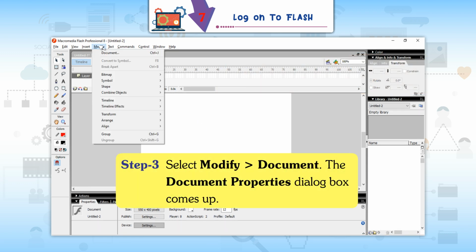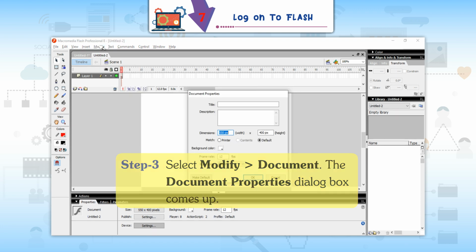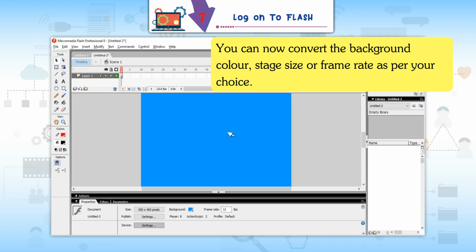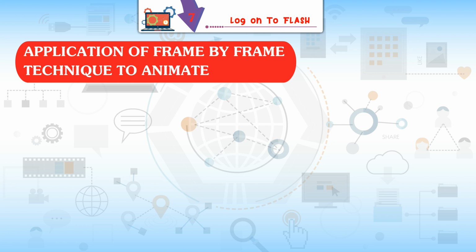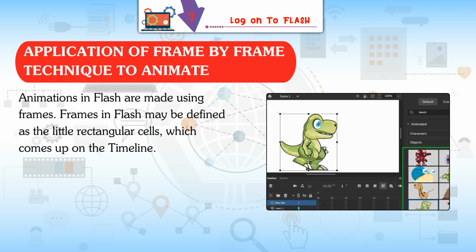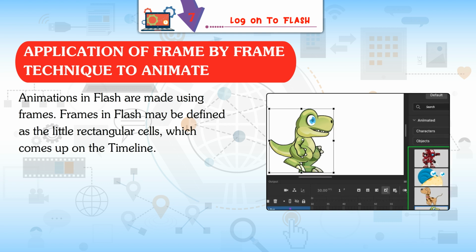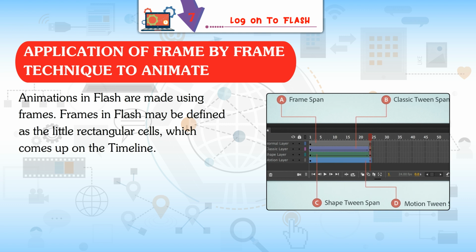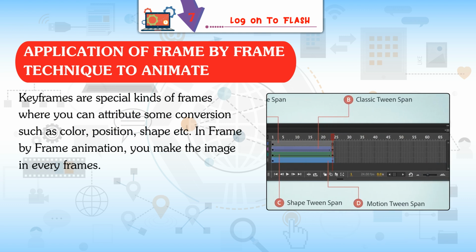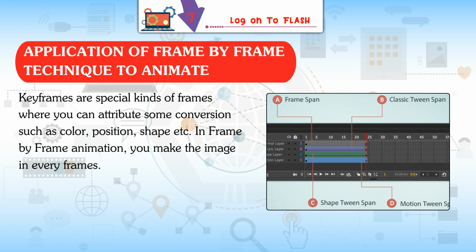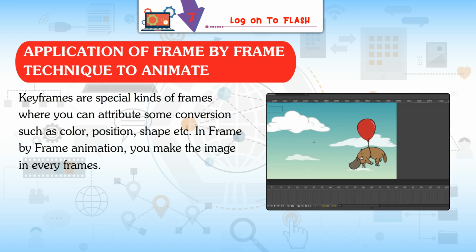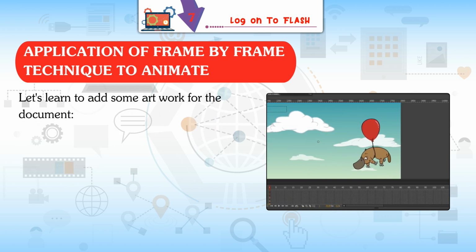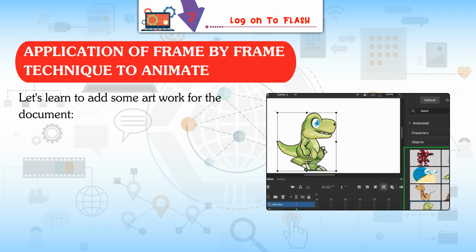Select Modify, go to Document. The Document Properties dialog box comes up. You can now change the background color, stage size or frame rate as per your application of frame-by-frame technique to animate. Animations in Flash are made using frames. Frames in Flash may be defined as the little rectangular cells which come up on the timeline. Keyframes are special kinds of frames where you can apply some changes such as color, position, shape, etc. In frame-by-frame animation, you make the image in every frame. Let's learn to add some artwork for the document.